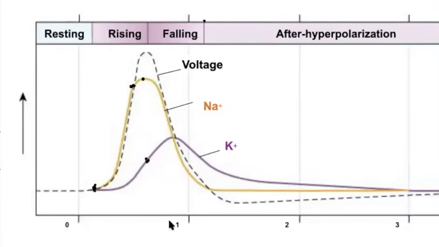So that's what's happening with these two channels right here. Sodium's flowing in, creating positive charge inside the cell. Potassium's flowing out, dampening that positive charge and creating a negative charge. So there's the dynamics here, plus the direction of flow: sodium flowing in, potassium flowing out.